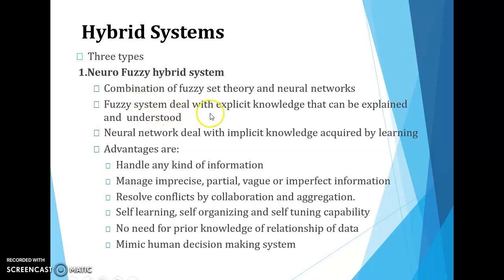Fuzzy systems deal with explicit knowledge that can be explained and understood. Neural networks deal with implicit knowledge acquired by learning. Advantages are that you can handle any kind of information, and manage imprecise, partial, vague or imperfect information. It resolves conflicts. It gives self-learning, self-organizing, self-tuning capability, with no need for prior knowledge, and it will mimic the human decision-making process.